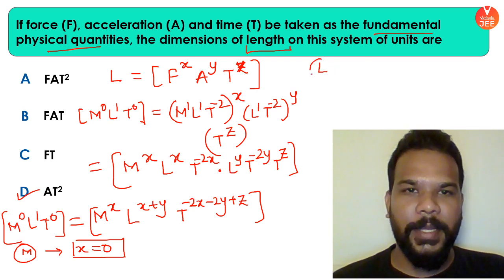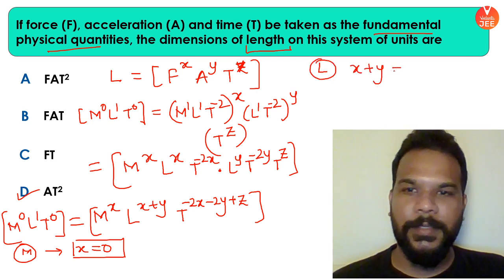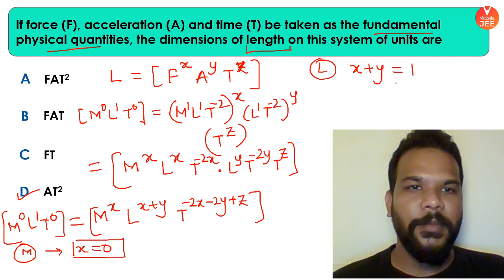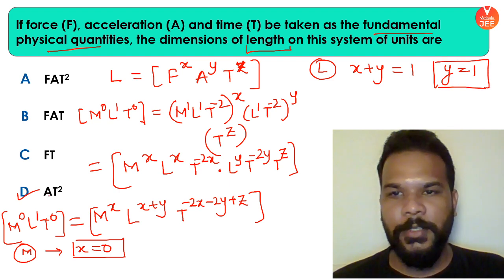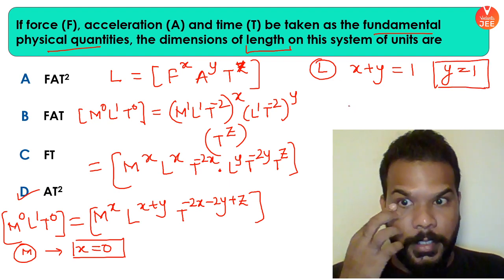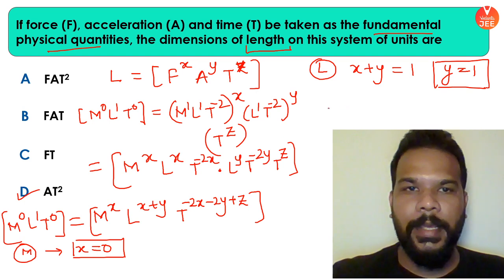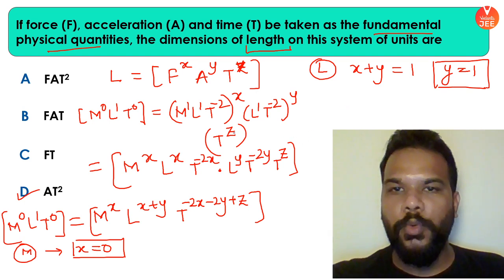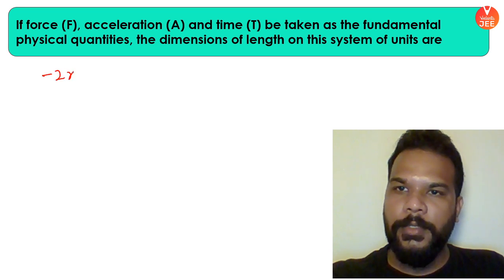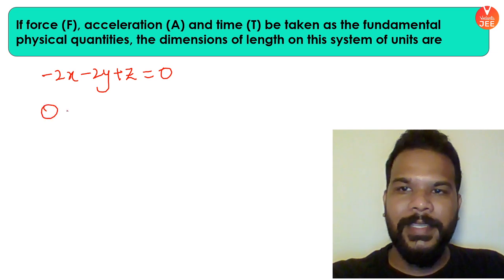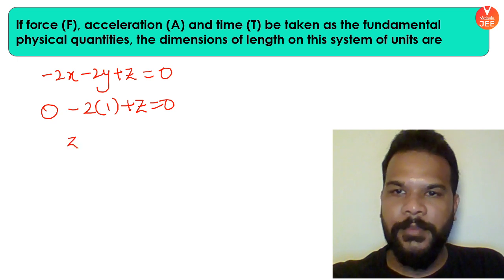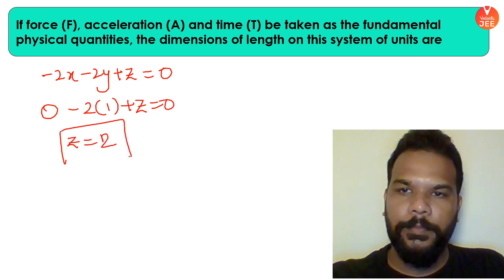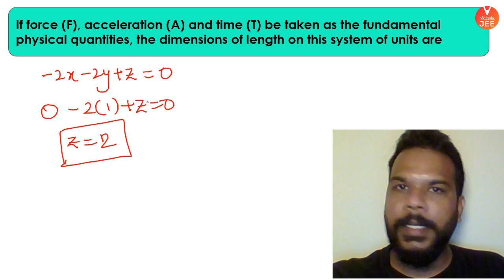Next, if I compare the power of L, x plus y is going to be 1 and x value is 0. That tells us that y is going to be 1, and that actually testifies here. Okay guys, and third one to find out, I have minus 2x minus 2y plus z equal to 0. So x is 0, y is 1, plus z equal to 0. This gives me z equal to 2. This minus 2 will go to the right hand side, it will become plus 2.